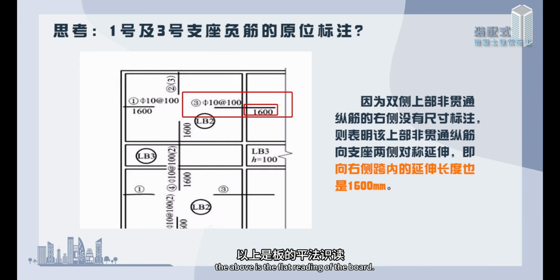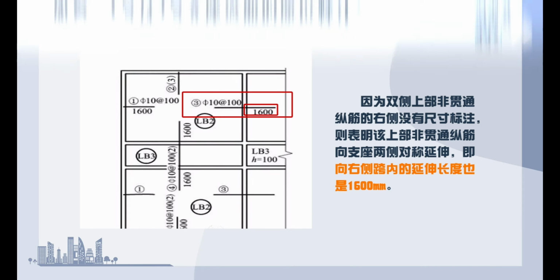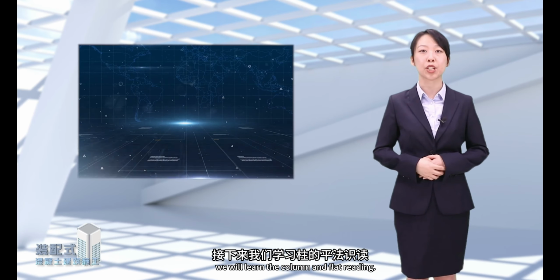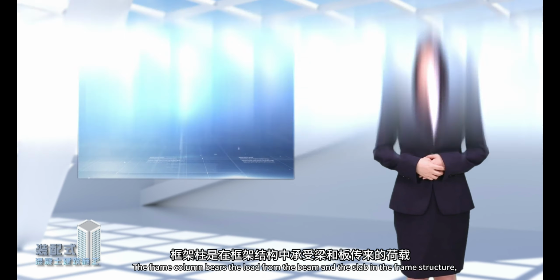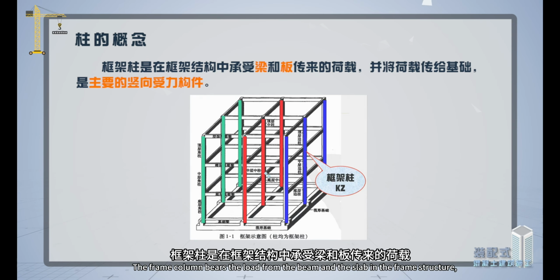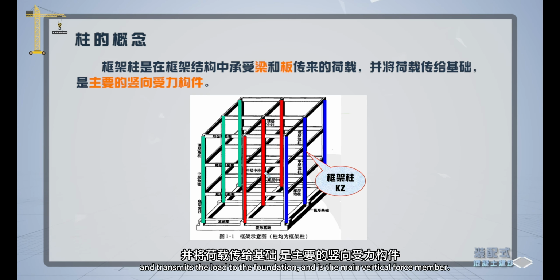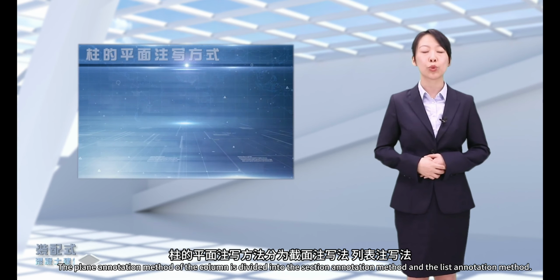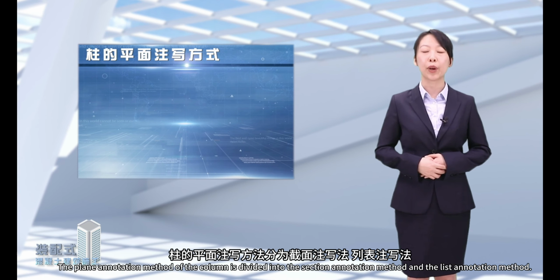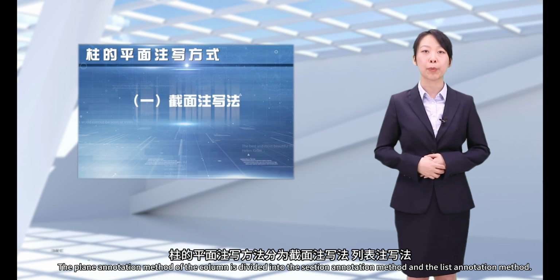The above is the flat reading of the slab. Next we will learn the column flat reading. The frame column bears the load from the beam and the slab in the frame structure, and transmits the load to the foundation, and is the main vertical force member. The plane annotation method of the column is divided into the section annotation method and the list annotation method.